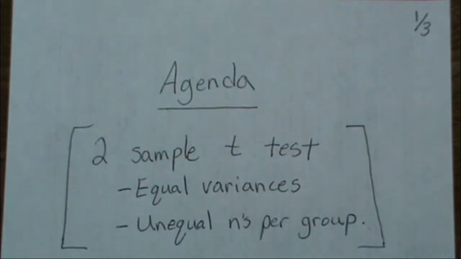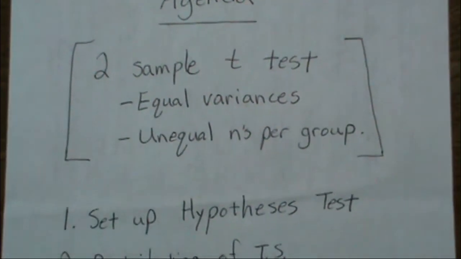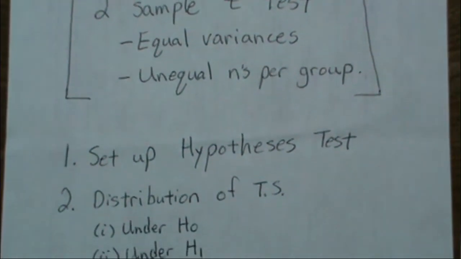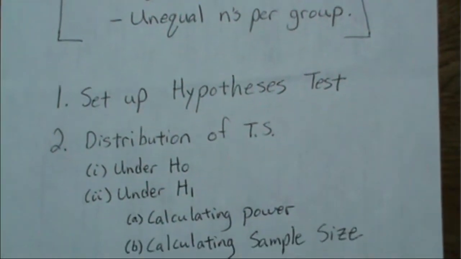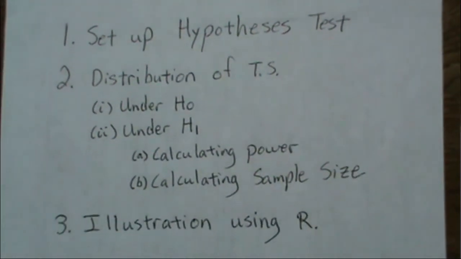The agenda for today is we're going to look at a two-sample t-test with equal variances and unequal Ns per group. We're going to set up the hypothesis test. We're going to look at the distribution of the test statistic under the null and alternative, and calculating power and sample size under the alternative. And then we're going to illustrate this in R.